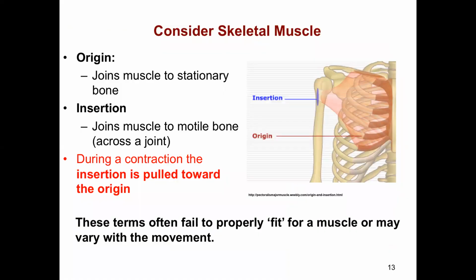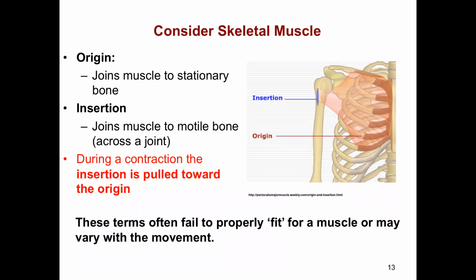Now, the other thing is the idea of origin and insertion, all right? So the origin of a muscle is supposed to connect to the stationary bone, all right? So that's the bone that doesn't move. And then the insertion is to the moving bone, and this is across a joint, all right? So here's an example. Here, the humerus, there's the insertion there because the humerus is moving, and that is then connected to the spine here, where the origin of the muscle is, all right? So during a contraction, the insertion is pulled towards the origin because remember, the action is contraction.